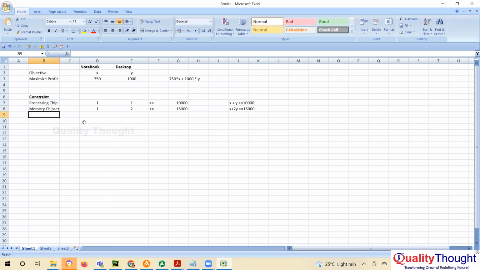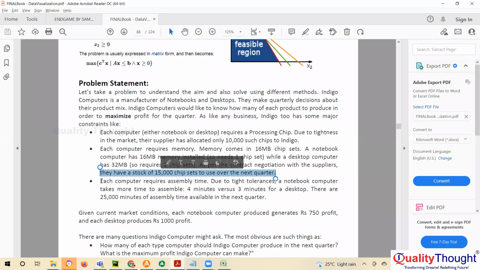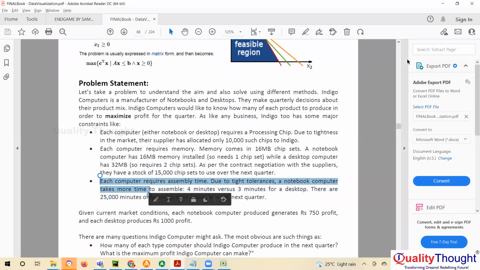Next, the third constraint. It says due to assembly time. Assembly time is where you manufacture. You tighten the things, right? So here it says that it takes 4 minutes versus 3 minutes. The 4 minutes is for the notebook, right? So we're talking about minutes.